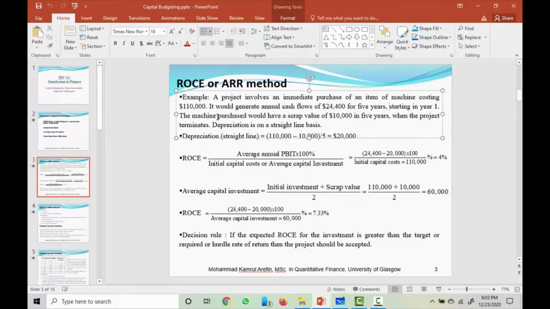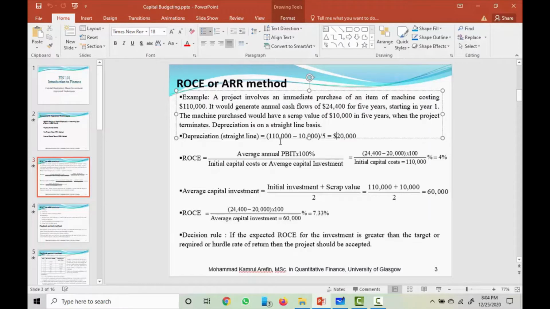Now the machine purchased would have a scrap value of $10,000 after 5 years, which means if you sell the machine after 5 years, when the project terminates, you will get a scrap or salvage value of $10,000. Now depreciation is on a straight line basis. The question is saying that depreciation will be done on a straight line basis. So what will be the depreciation?